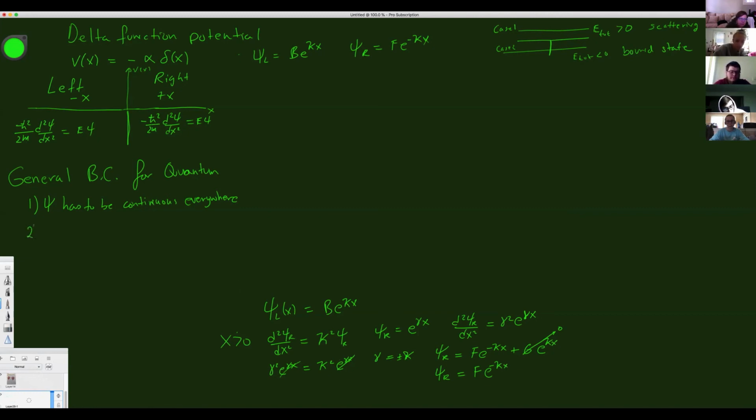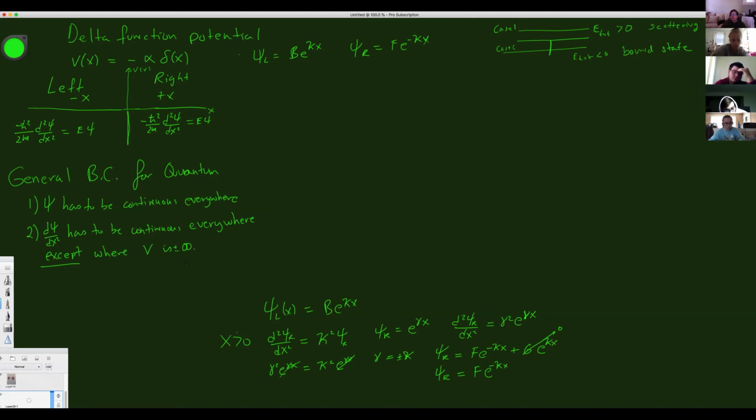And then two, this is a little different one. The first derivative of psi with respect to x has to be continuous everywhere, except where V is infinity. Okay, and we have one of those places, plus or minus infinity.